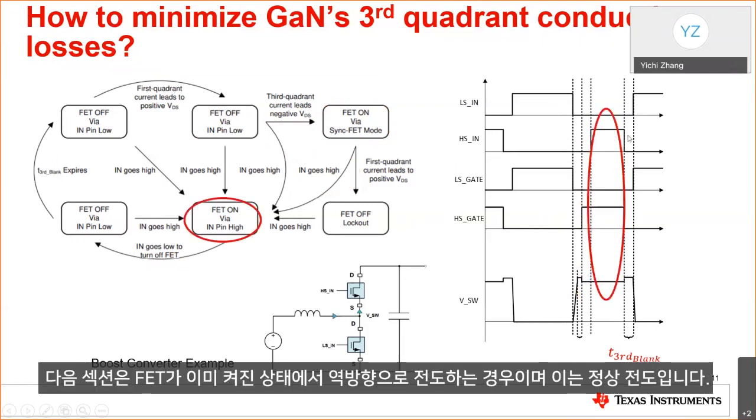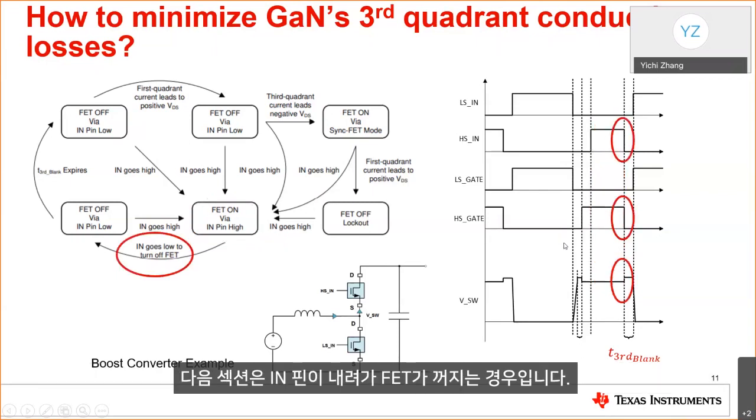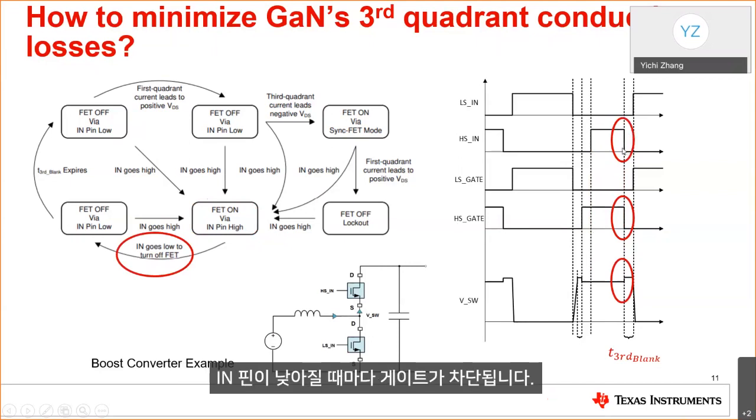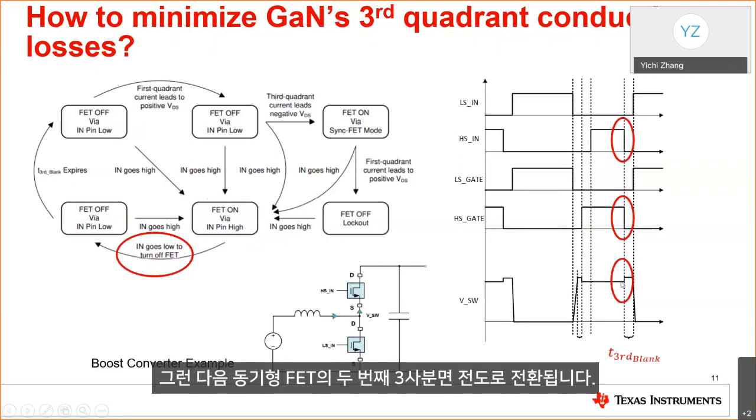The next section is whenever you are conducting in the reverse direction with the FET turned on already. So it's just normal conduction. And then the next section is whenever the in pin goes low to turn off the FET. In this one, you see the gate and in pin are synchronous. Whenever the in pin commands it going low, the gate will be shut off. And then you will enter the second third quadrant conduction of the synchronous FET.